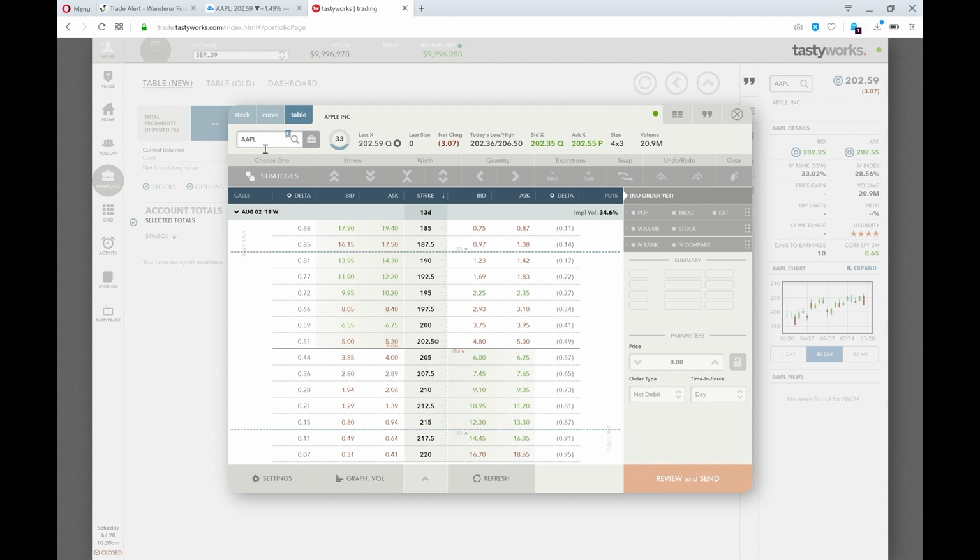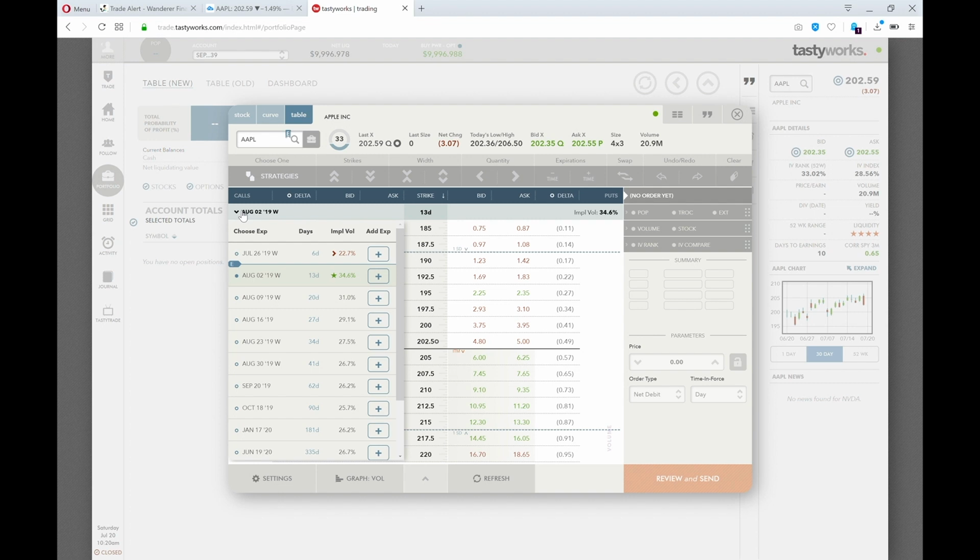So at the top we've got our stock ticker. I've got the last price traded, 202.59. The net change for the day, the high and low for the day, the current bid and ask of the stock itself. Currently this is after hours, so these aren't going to be moving, but normally they would be ticking away, changing as the stock goes.